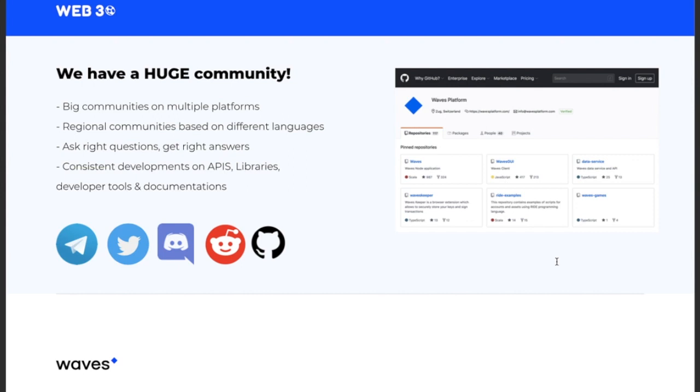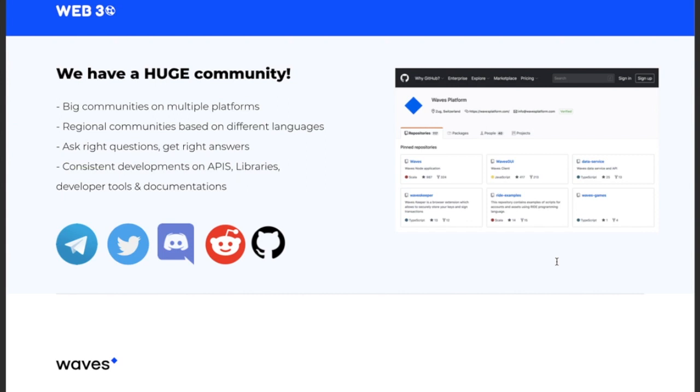Now, we have a huge community. The Waves community is very huge, with communities on multiple platforms: Telegram, Facebook, Slack, and Twitter too. There are regional communities. If you're an African developer, there's an African community where we can support you with all forms of assistance you want. All is free. Don't bother about that. Just ask the right questions and you will get the right answers.